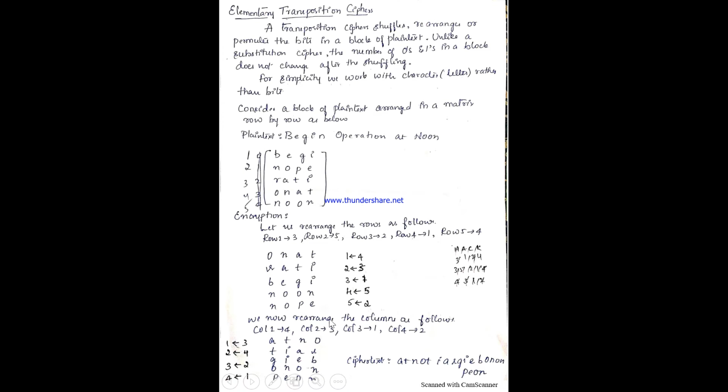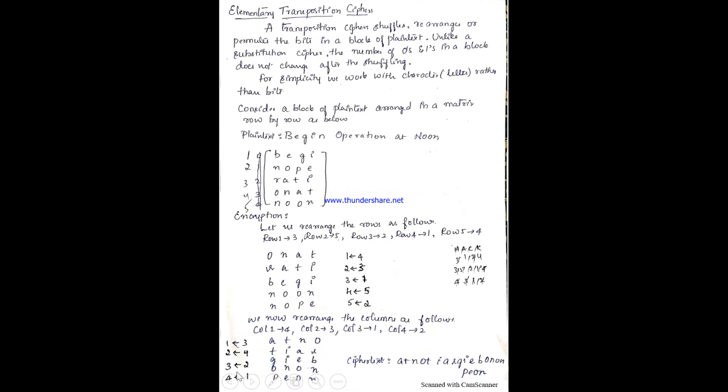Once the row rearrangement is done, I'll go for the column rearrangement. In column rearrangement, the 3rd column I'll make the 1st column, the 4th column the 2nd column, the 2nd column content the 3rd column, and the 1st column content the 4th column.